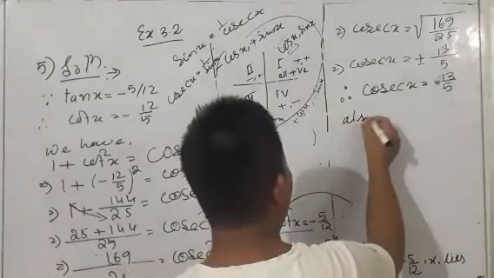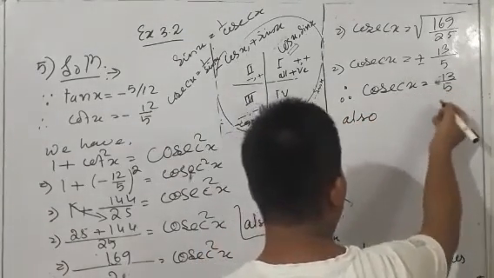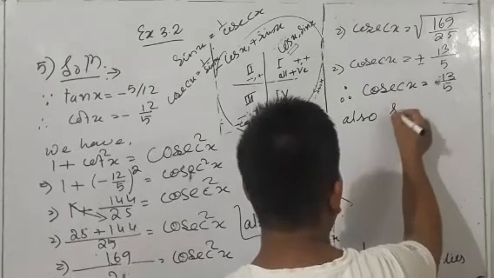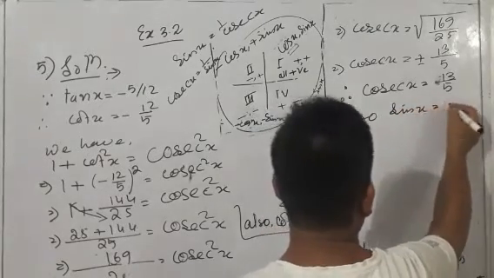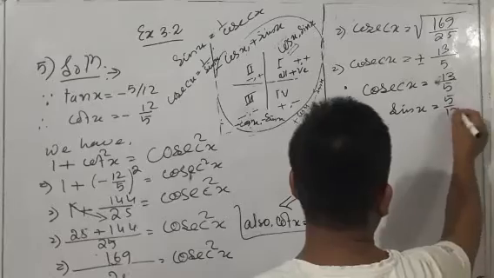Also, if we know cosec x, then we know sin x. Sin x equals what? 5 by 13.